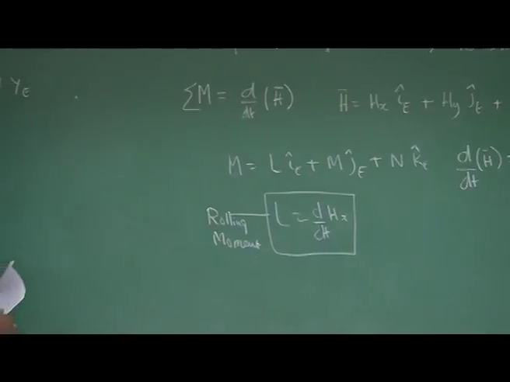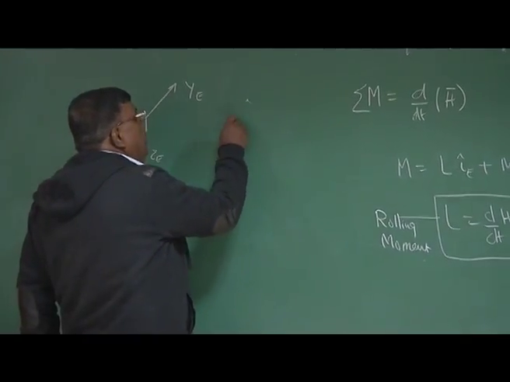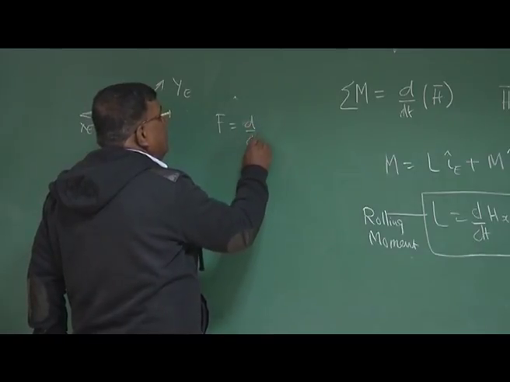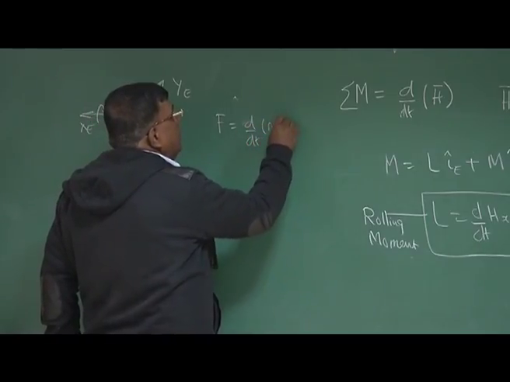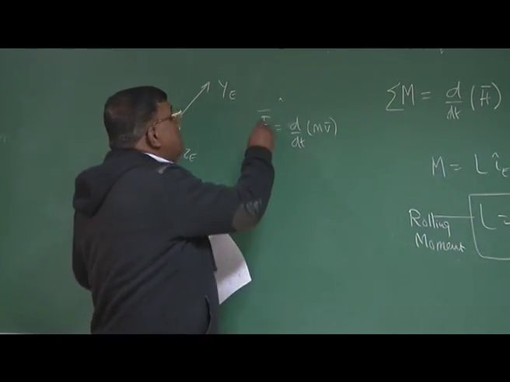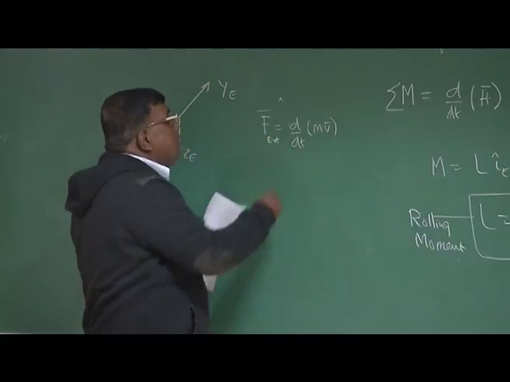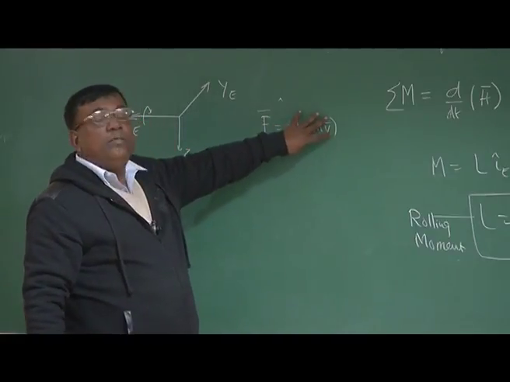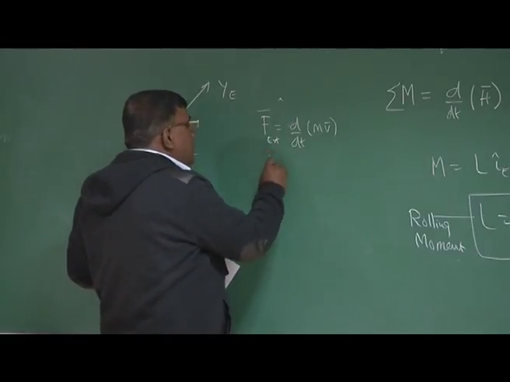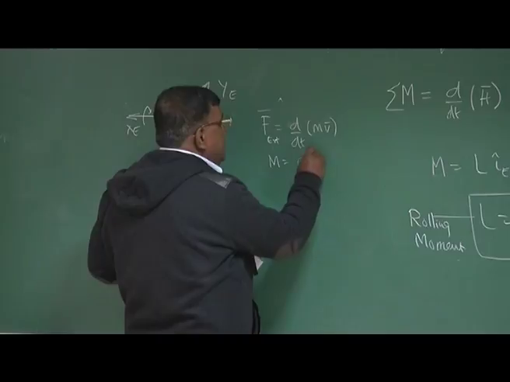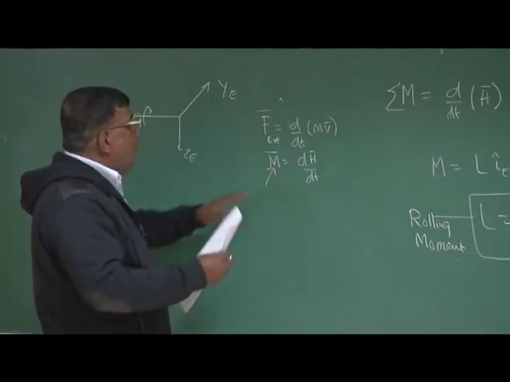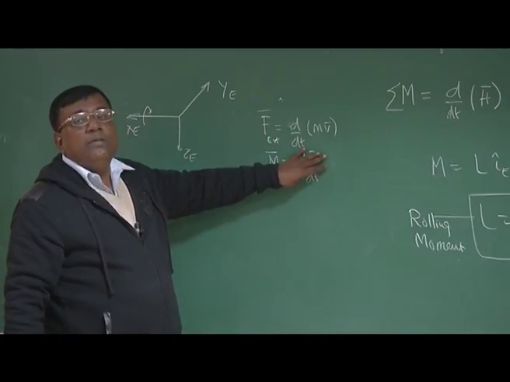Clear? I repeat, you have F equal to d by dt of mv. So what is our understanding? This external force causes the rate of change of linear momentum, right? Now if I write M is equal to dH by dt, what is my interpretation? This external moment causes change in the angular momentum vector.